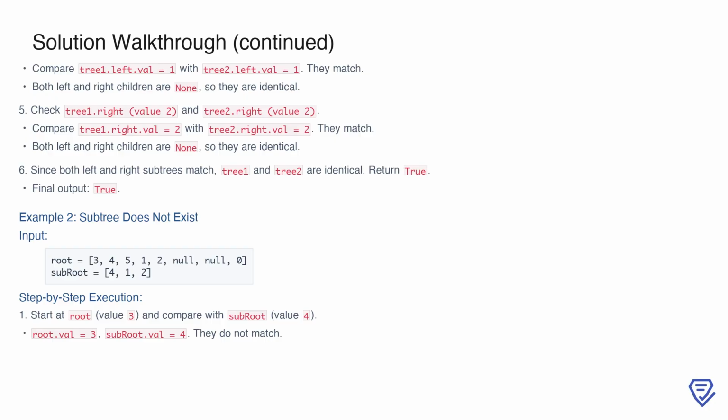is also identical. Since both the left and right subtrees of tree 1 and tree 2 are identical, we conclude that the two trees rooted at these nodes are identical, and the function returns true for this subtree check. Therefore, the output for this example is true, indicating that subroot is indeed a subtree of root. In the next example, we will examine a case where the subtree does not exist in the root tree.